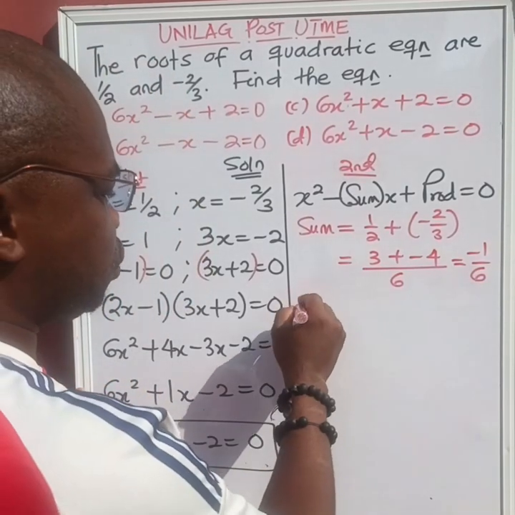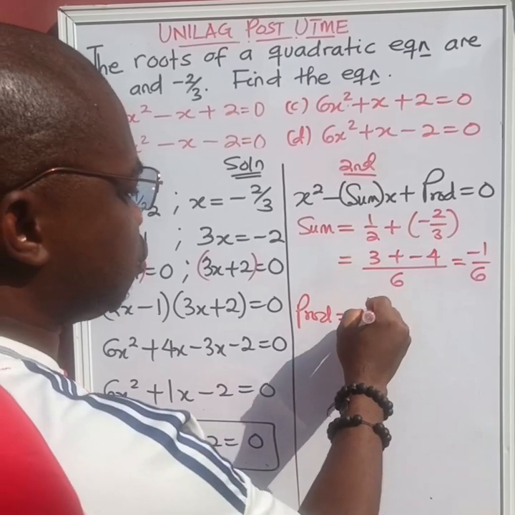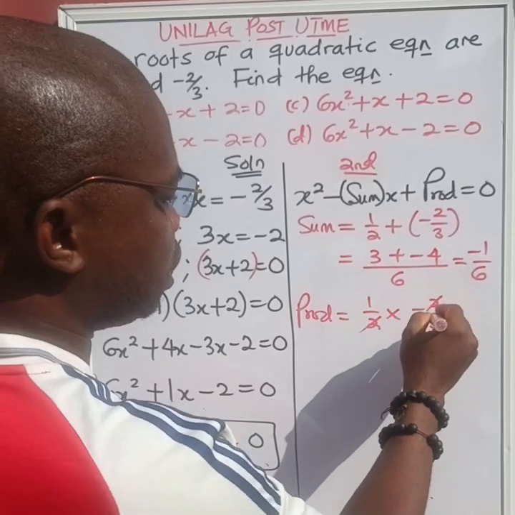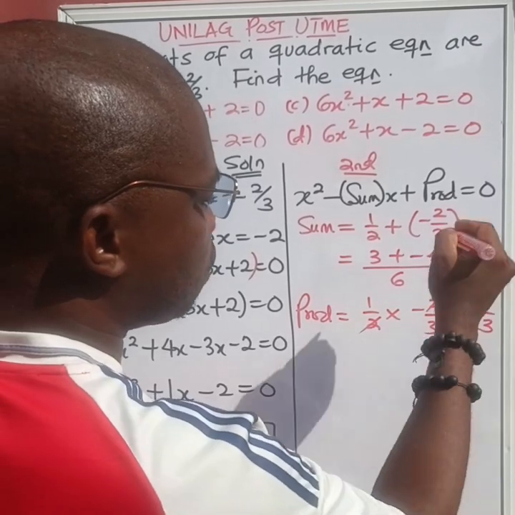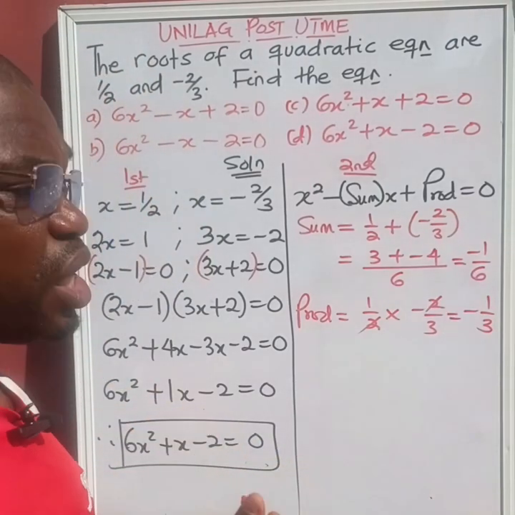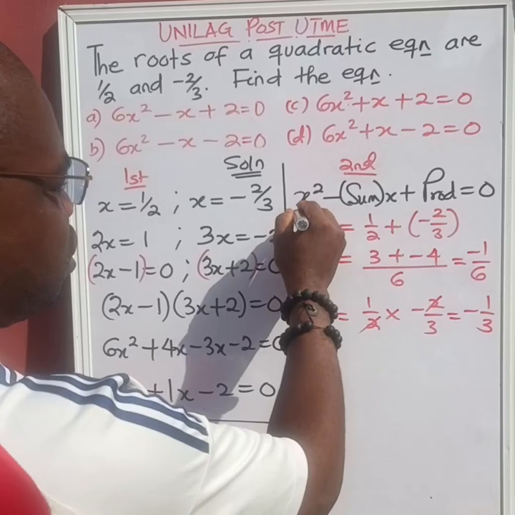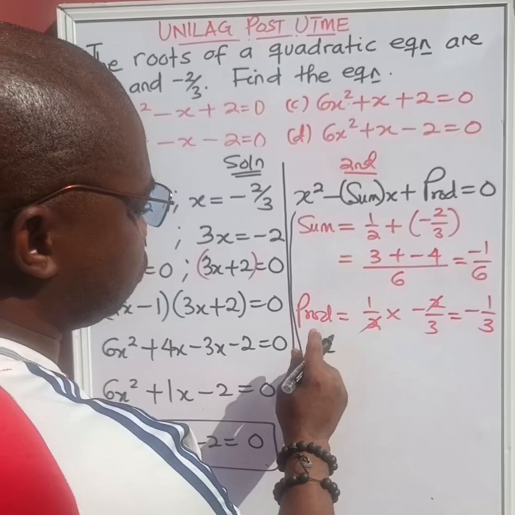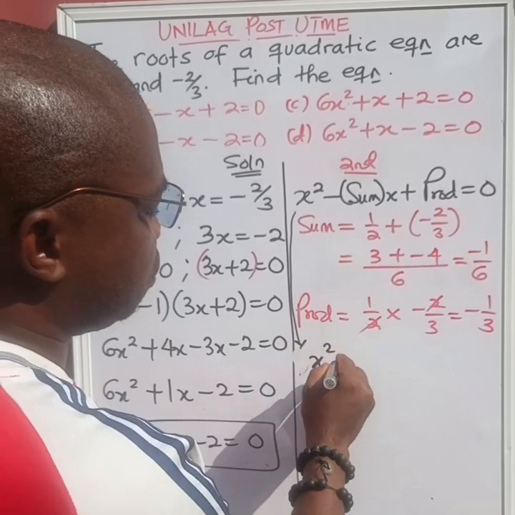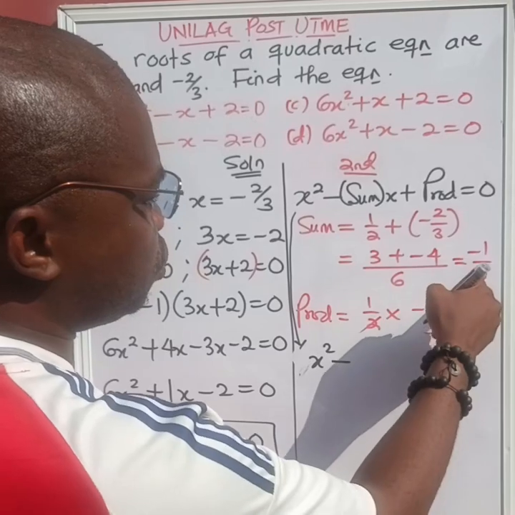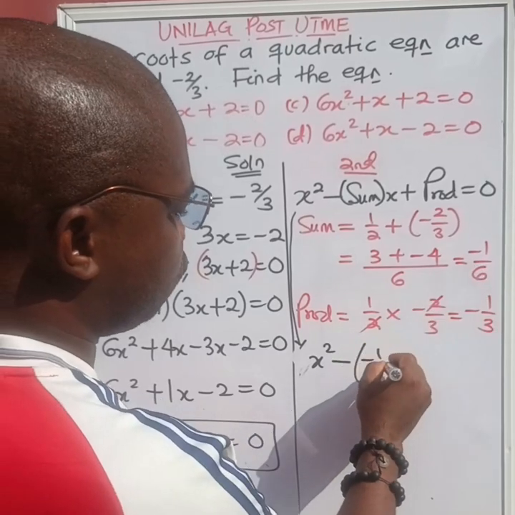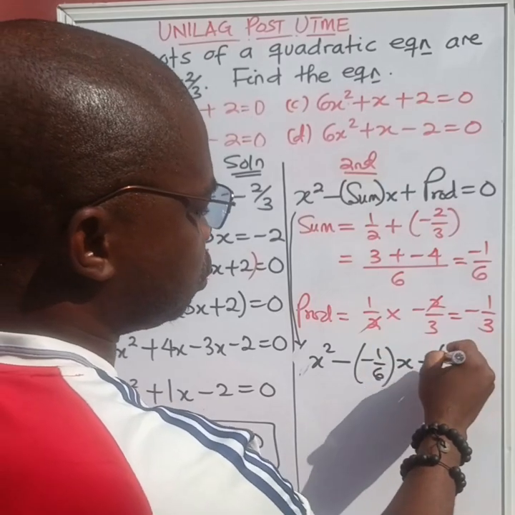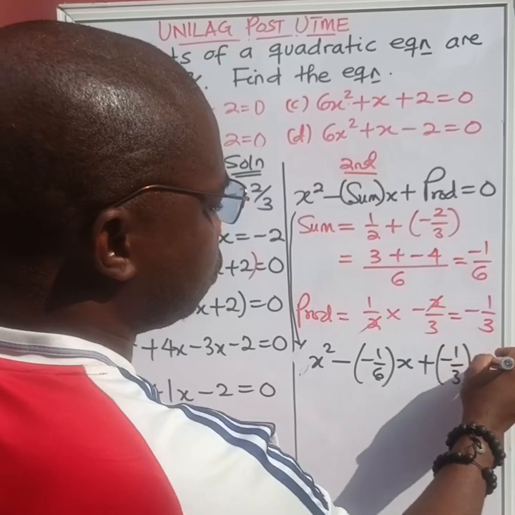If you take the product of the roots, that's multiplying them, 1 over 2 times minus 2 over 3. 2 here 1, 2 here 1. That gives us minus 1 over 3. So we've got the sum and the product. So applying this into the formula, that gives me x squared, then minus the sum of the roots, that's minus 1 over 6 multiplied by x, plus the product, equals 0.